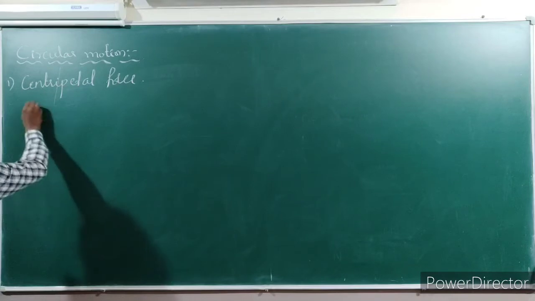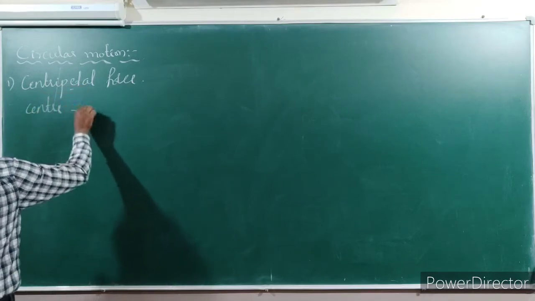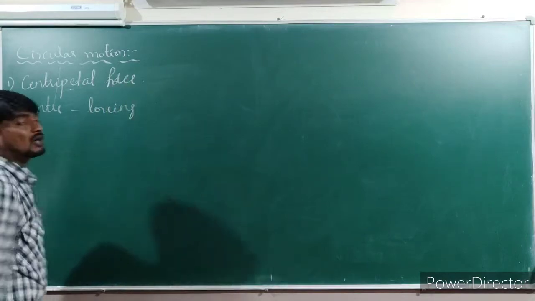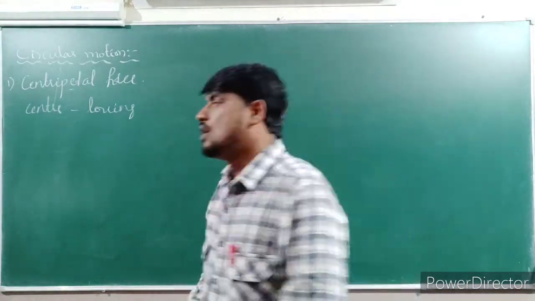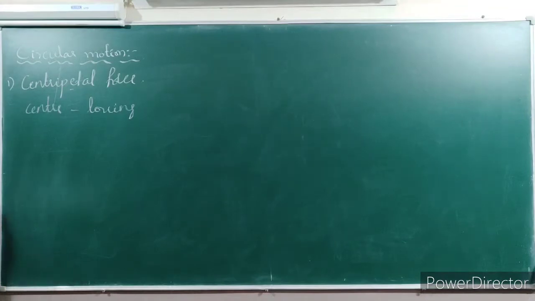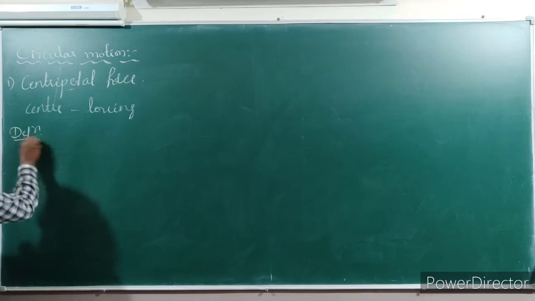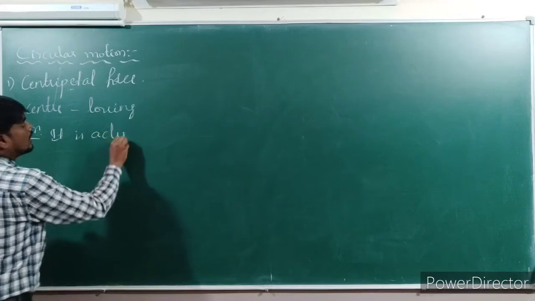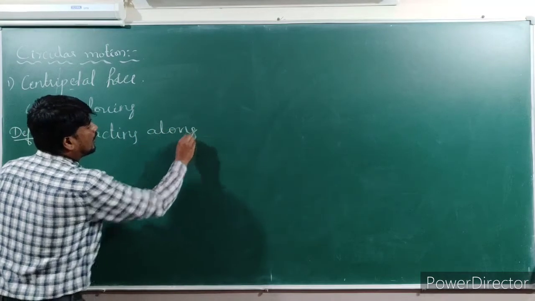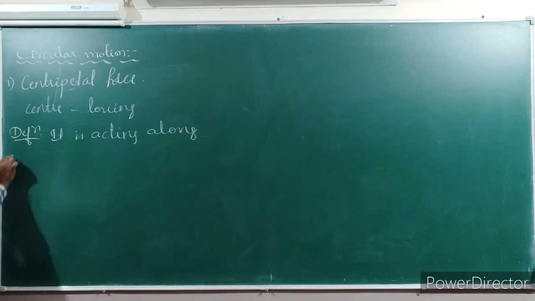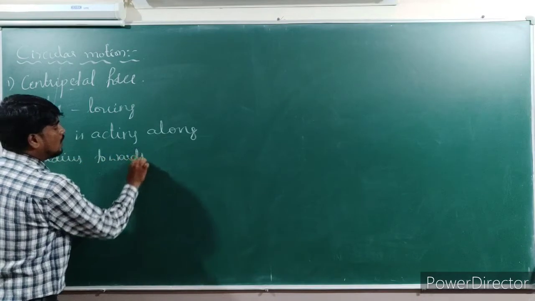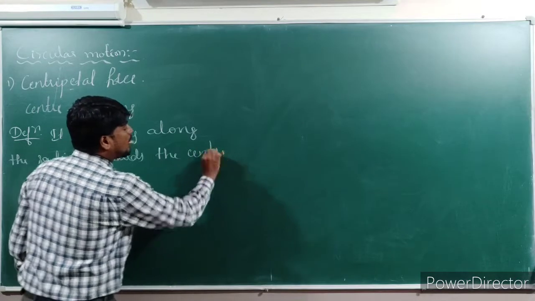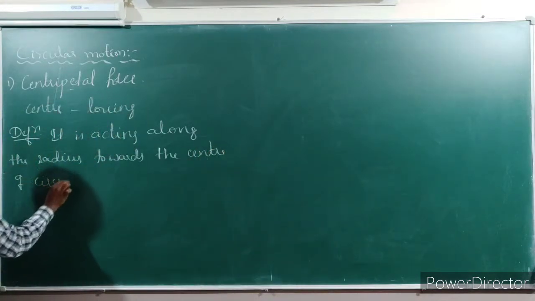So what is the meaning of centripetal force? The dictionary meaning: centri means center, petal means loving. It is called a center-loving force. That means this force is always acting towards the center of the circular path. So I can define centripetal force: it is acting along the radius, towards the center of the circular path.